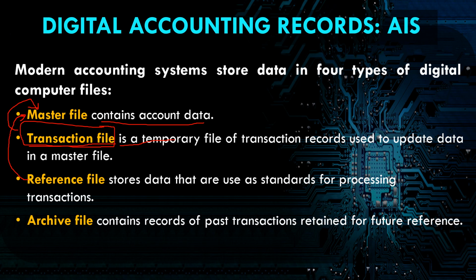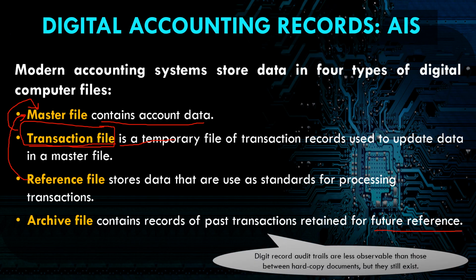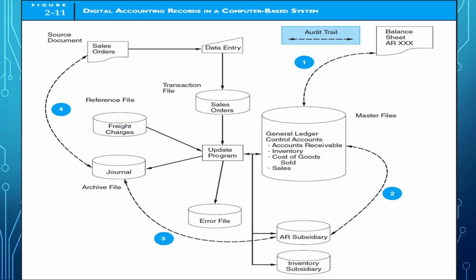Then we have the archive file, which contains records of past transactions retained for future reference. Normally the archive file is used as the digital audit trail, which is less observable than the hard copy documents, but it still exists. So in a simple way, the archive file is considered to support the audit trail in digital form.